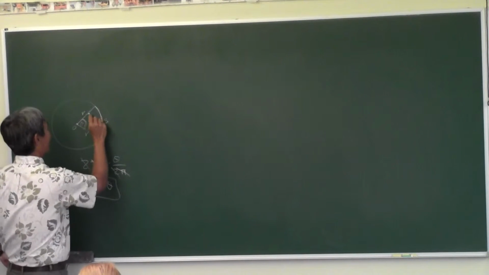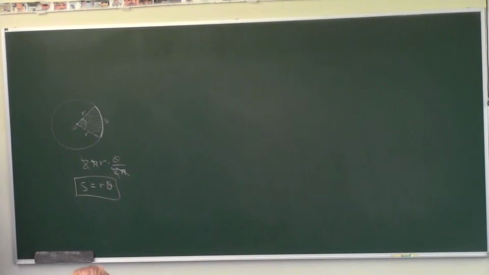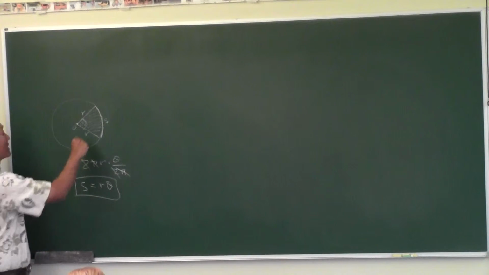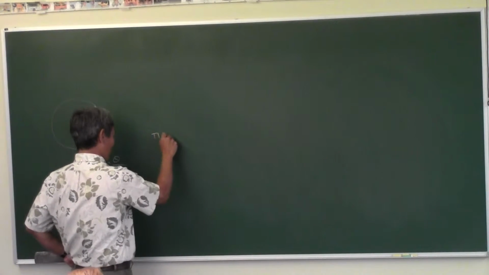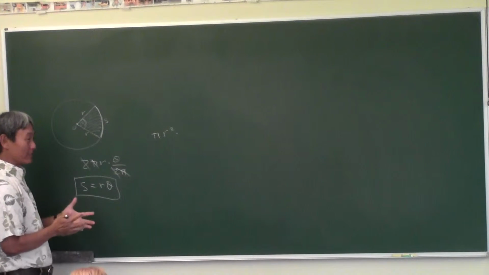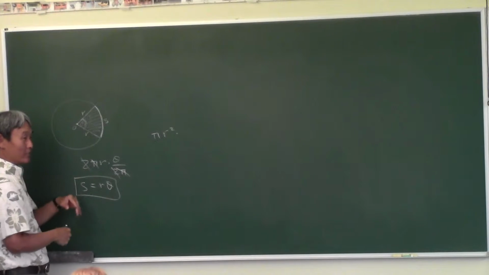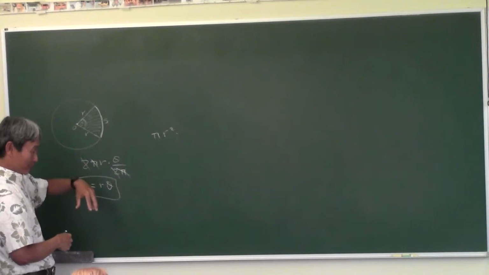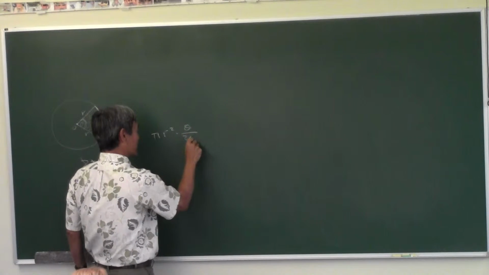Now, what about this area right here? How do you find the area of this sector? Same way. What's the area of the entire circle? Pi r squared, right? And would you agree that this sector here is just some fraction of the circle? What fraction is that? For example, if that's 60 degrees, you would go 60 over 360. So you would go theta over 360.